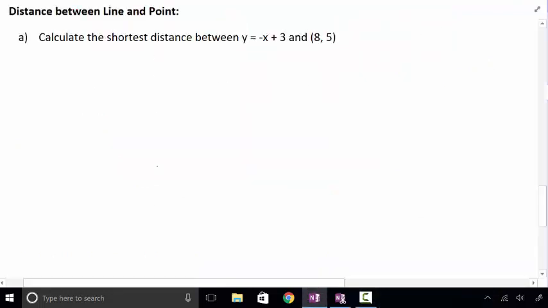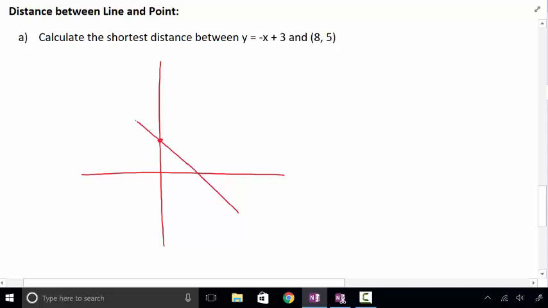So let me sketch what we have so far here. The line starts at 3 here, and then it has a negative slope. It means going down like this. So this is line 1, and this has y equals negative x plus 3.